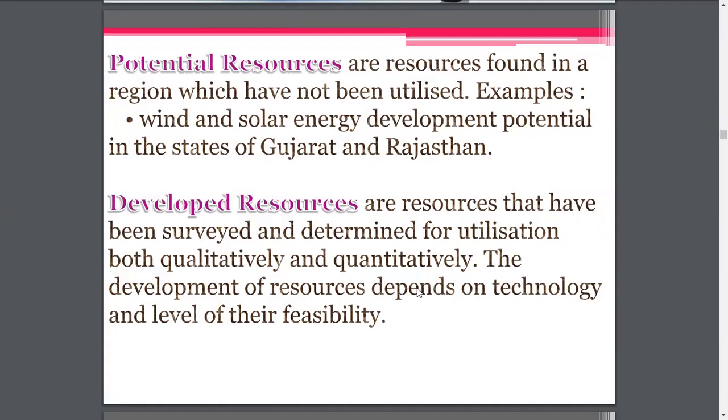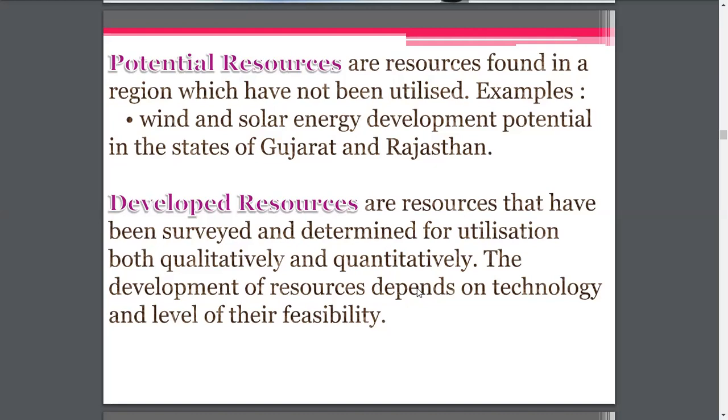For example, a good example is given here about the states of Gujarat and Rajasthan, that they are wind and solar energy development potential states. We know in this region this resource is there, wind and solar, but till now we have not utilized it. It may be that we don't need it now or we have kept it, but that is known as a potential resource. We know that it is there in the region, but we have not utilized it.